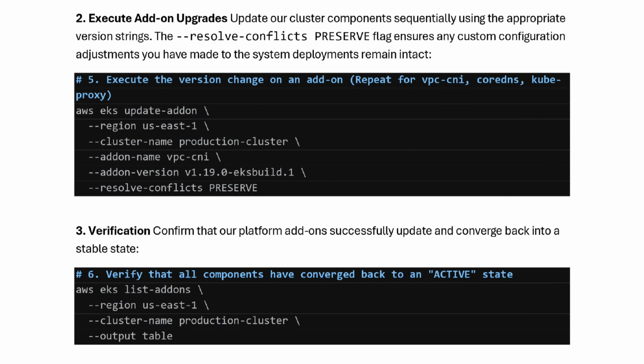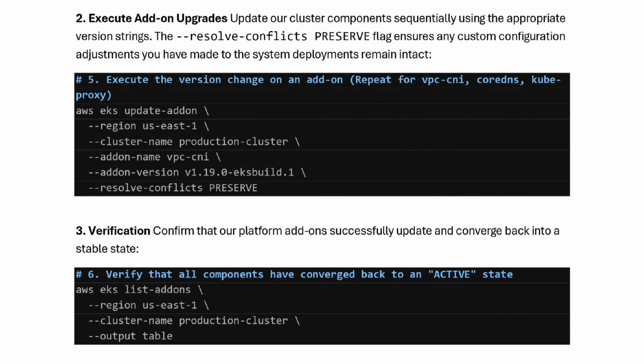So after the add-ons are upgraded, we verify it. Verification confirms that our platform add-ons successfully update and converge back into a stable state. We verify that all components have converged back to an active state by this command: aws eks list-addons with the flag --region us-east-1, flag --cluster-name production-cluster, and output that is stable. So we check whether the status is active or not.